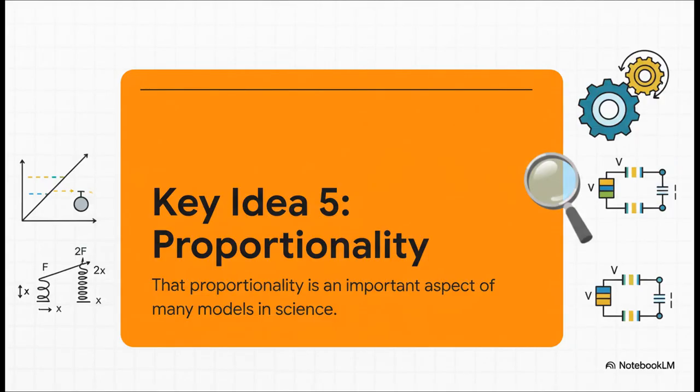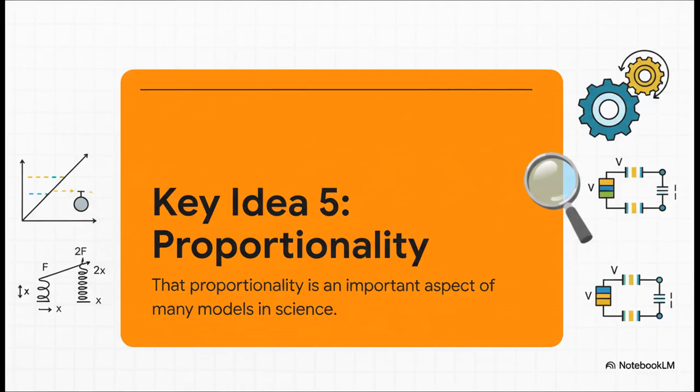Now, the partner to action at a distance is proportionality. This might sound a bit simple, but it is incredibly powerful. It just means that as one quantity changes, another one changes with it in a really predictable, constant way. You double the force on a spring? Guess what? You double its extension.